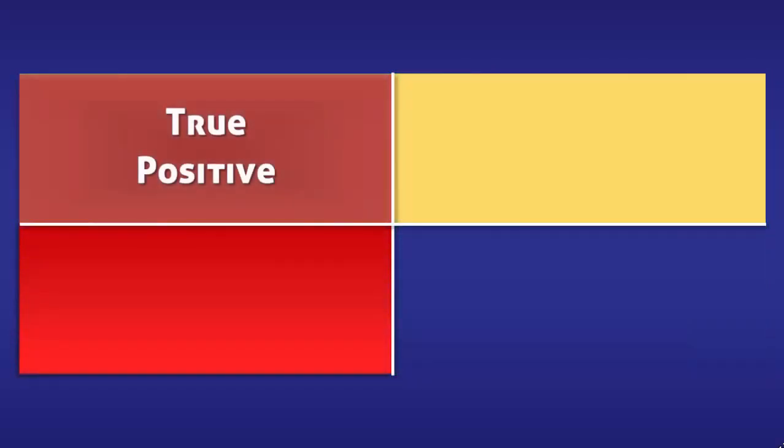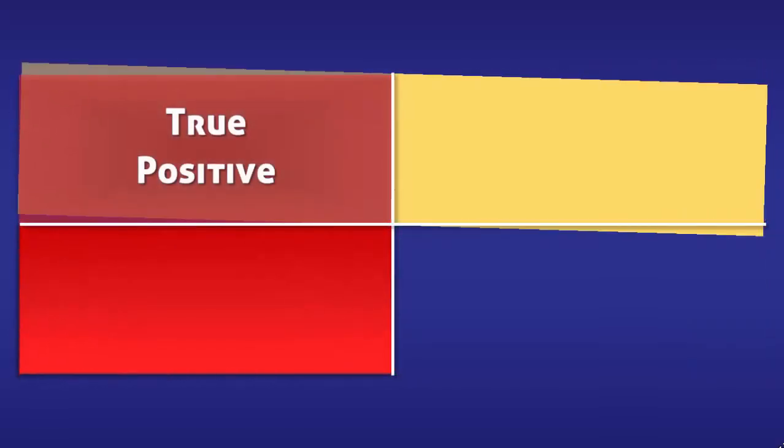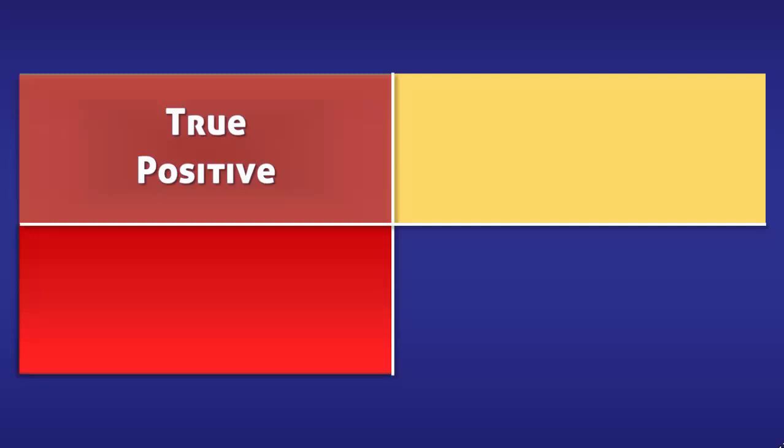A true positive refers to a person who has the condition and tested positive for it. This one is pretty self-explanatory. Essentially, a person has some sort of condition or disease, and it's correctly identified by the test.